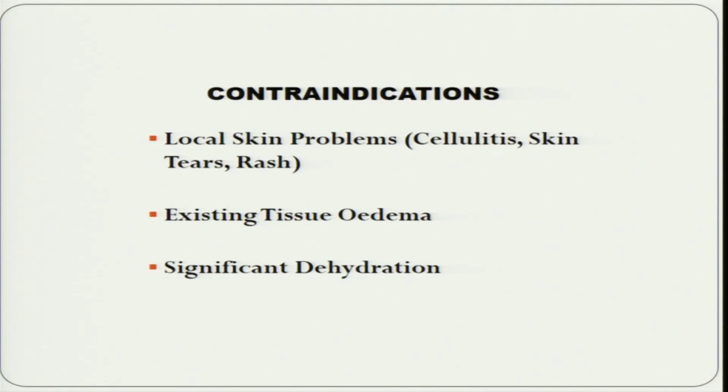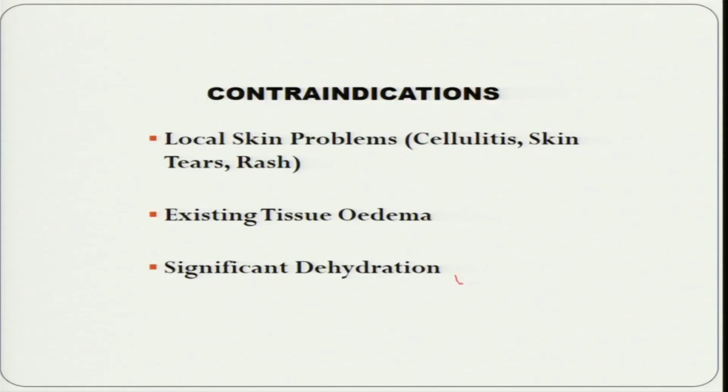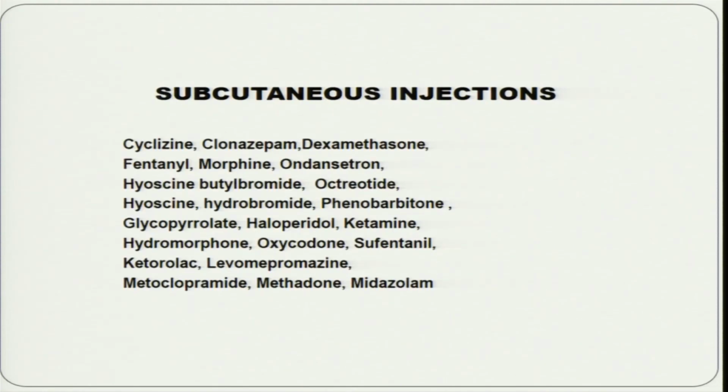Contraindications for subcutaneous injections are local skin problems like cellulitis, skin tear or rash, and existing tissue edema, like when in the lower limb there is edema, you cannot select the subcutaneous route, or sometimes lymphedema following breast surgery and all such things, you cannot give subcutaneous injection. Or when there is significant, severe dehydration, then it is difficult to give the drug through subcutaneous route.